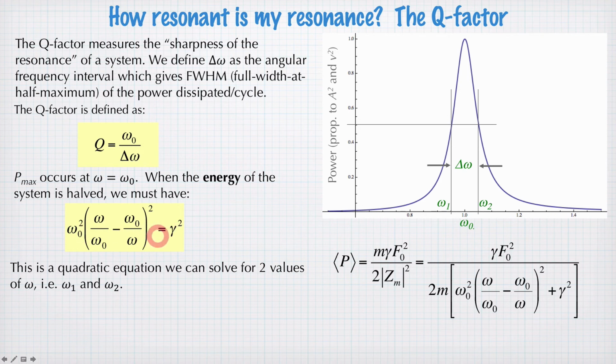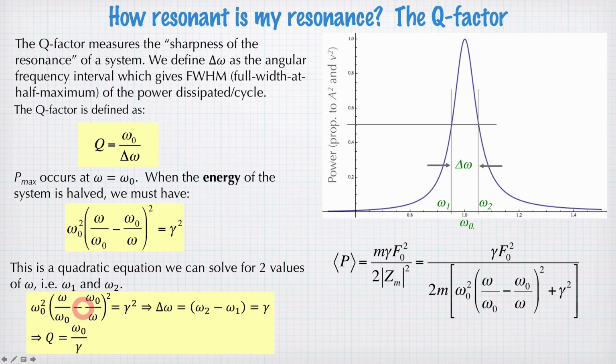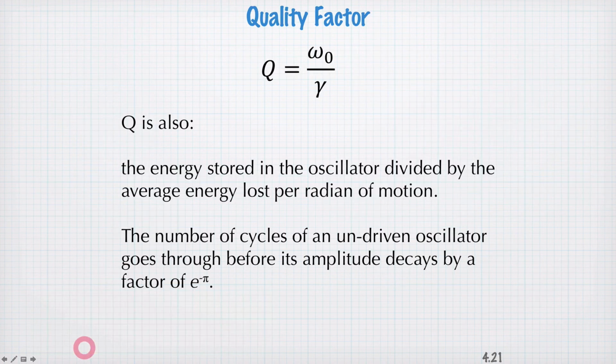To solve this equation, in fact it's just a quadratic equation, and we find values for omega 1 and omega 2. We solve it and we find that the difference between omega 1 and omega 2 is given by gamma, which means that the quality factor Q is omega naught divided by the damping gamma. The quality factor, omega naught on gamma, is also the energy stored in the oscillator divided by the average energy lost per radian of motion, and it's also the number of cycles an undriven oscillator goes through before its amplitude decays by a factor of e to the negative pi. So these two things are equal also to the Q factor, and that's something that you can prove.